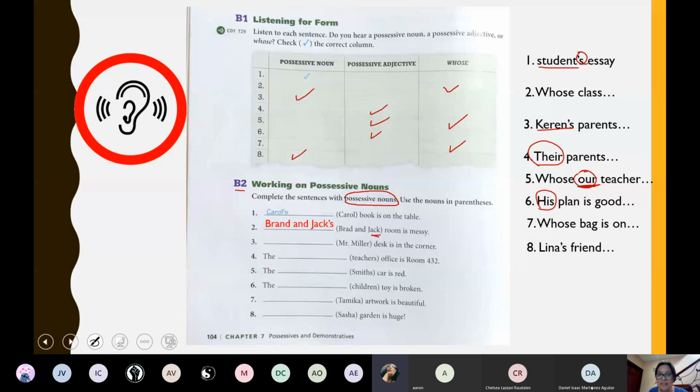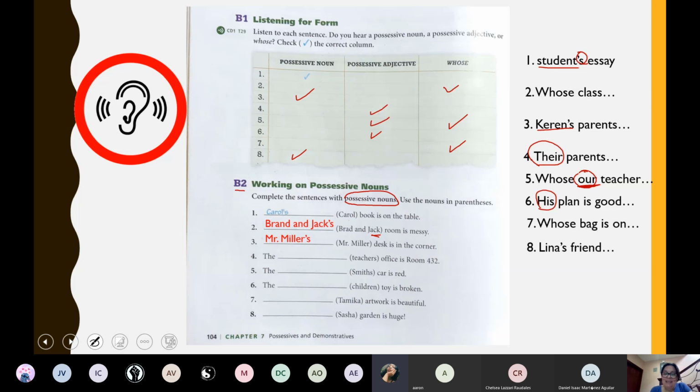Remember that it is apostrophe S, because even though Brad and Jack are two, they are names. So with names of people, we add apostrophe S. The third one, Mr. Miller desk is in the corner. Mr. apostrophe Miller. Okay, Mr. Miller's like that? Yes. Okay, Mr. Miller's desk is in the corner.